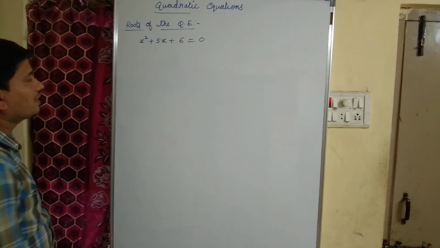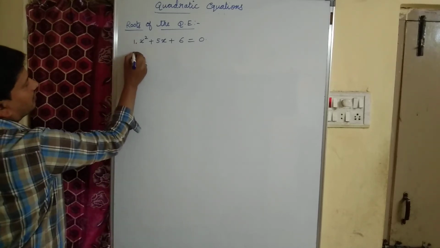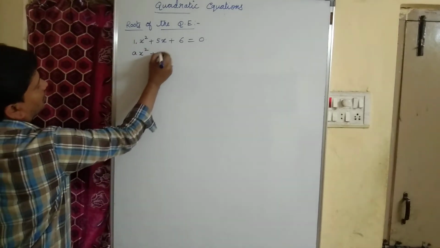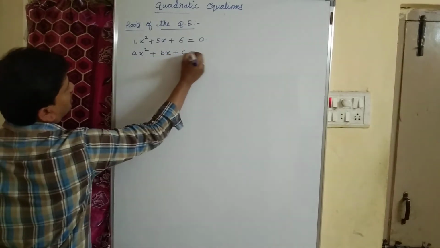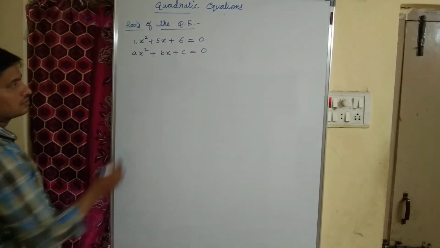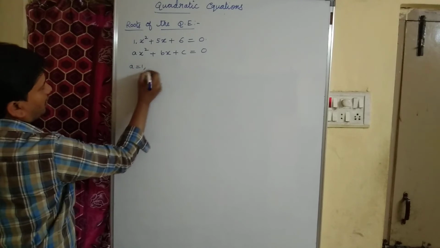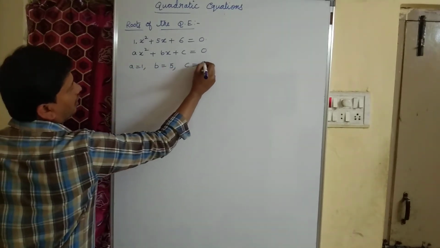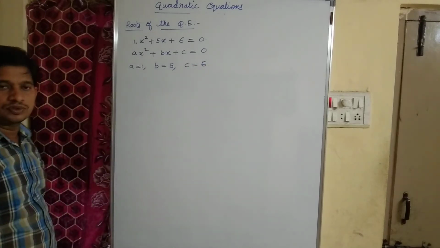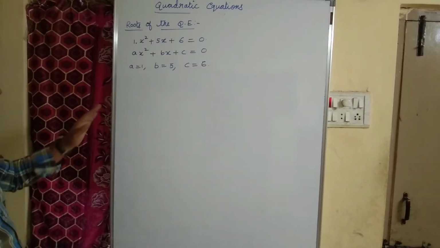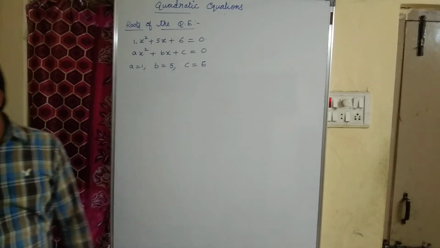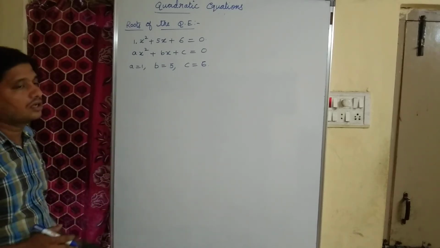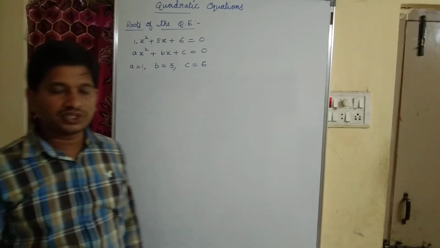Now let me compare with the standard form of the quadratic equation. What is our standard form? ax square plus bx plus c equal to 0. Here what is the value of a? 1. What is the value of b? 5. And what is the value of c? 6. Okay children, so this is a quadratic equation. Now the question is how to find the roots of the quadratic equation.